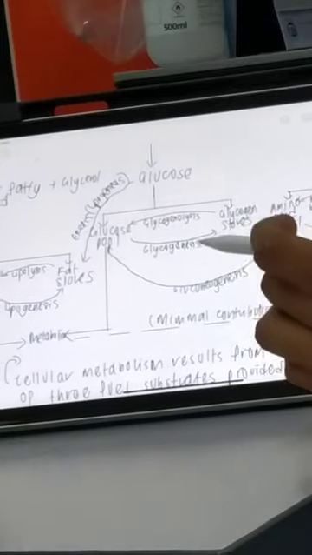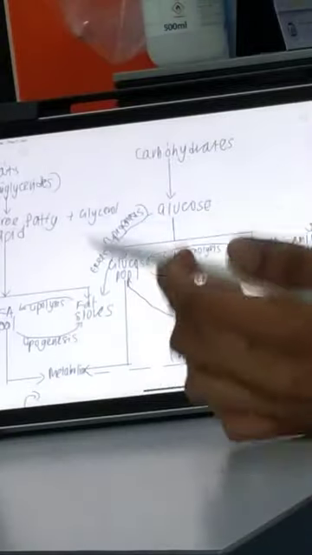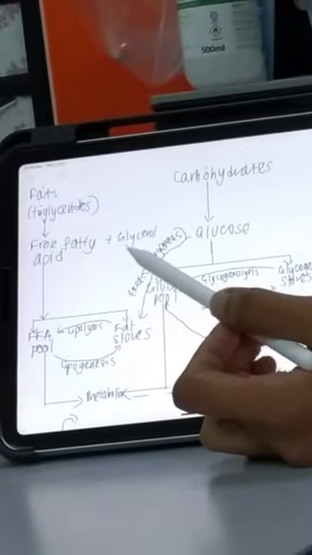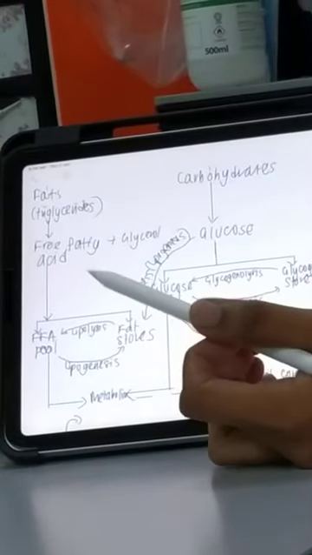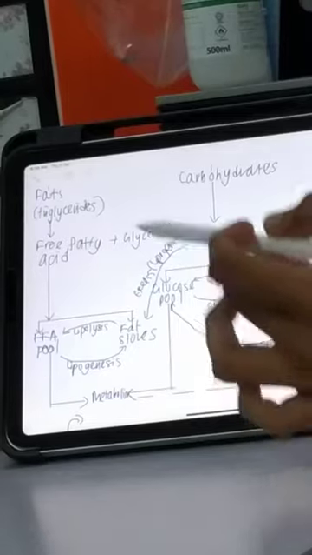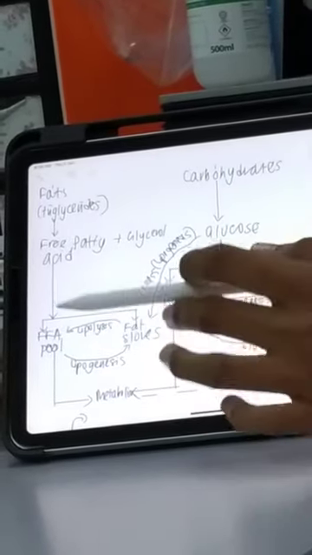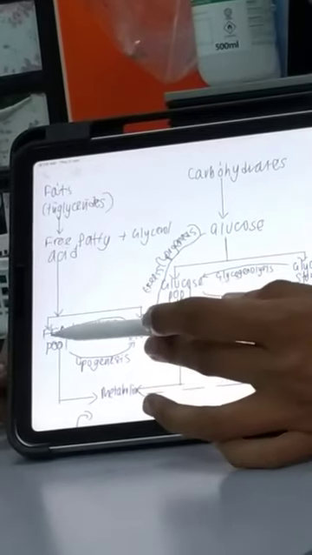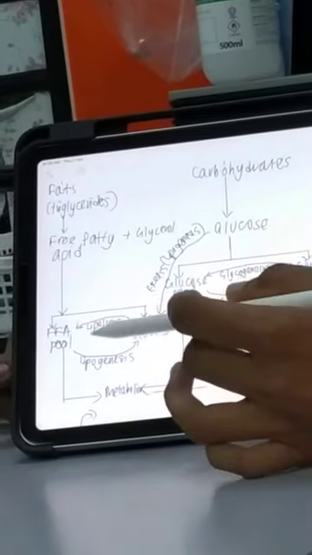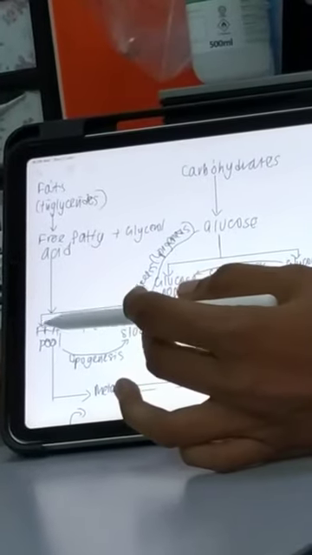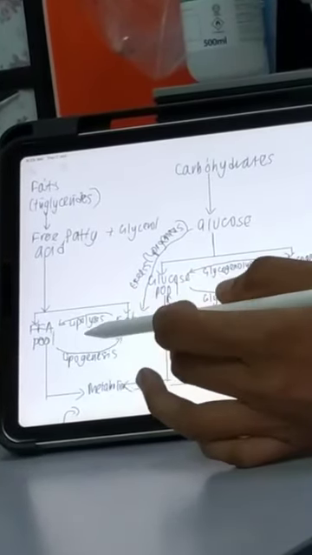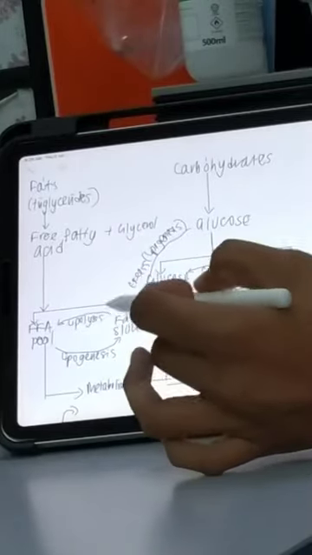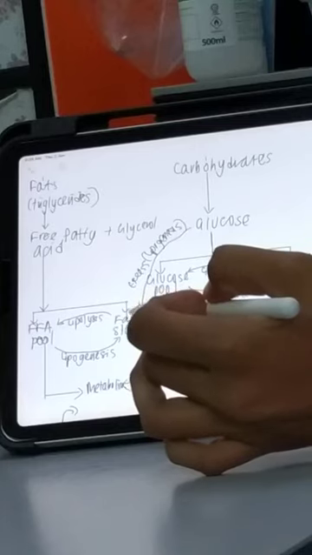Then it goes with the free fatty acids, the fats actually. Fats will be broken down into free fatty acids and glycerol. Okay, free fatty acid with glycerol. The primary energy source is usually free fatty acid. So energy will be produced in the FFA pool. From the fat store, let's say if there's excess fat, it will be stored in adipocyte tissue or cells.